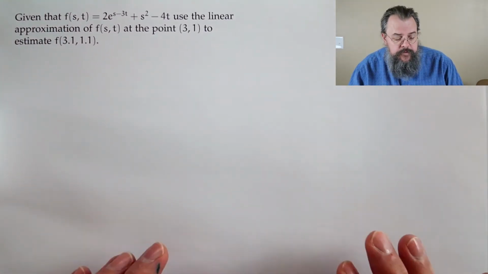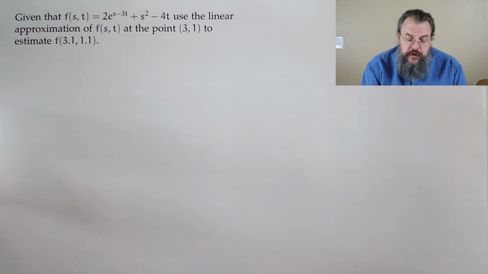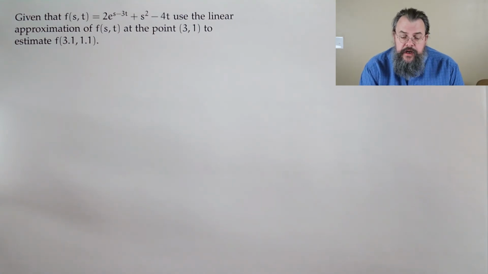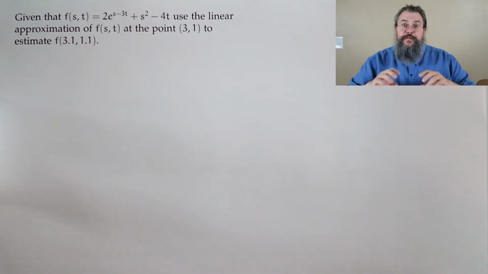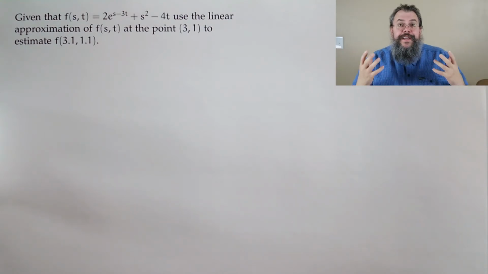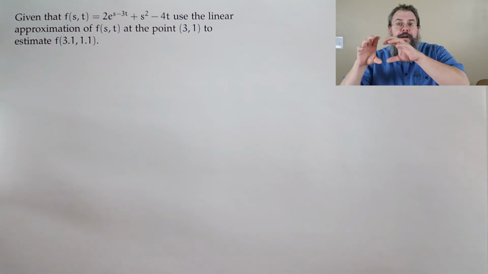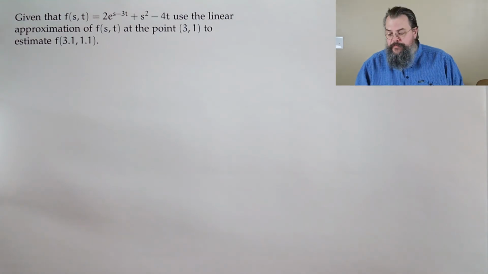On to our next problem. Okay. Given that f of s comma t is 2e to the power s minus 3t plus s squared minus 4t, use the linear approximation of f of s, t at the point 3, 1 to estimate f of 3.1, 1.1. Now, it sounds complicated because they use this very big word, linear approximation. But even though it's a large word, we really say, tangent plane. Linear approximation means tangent plane.